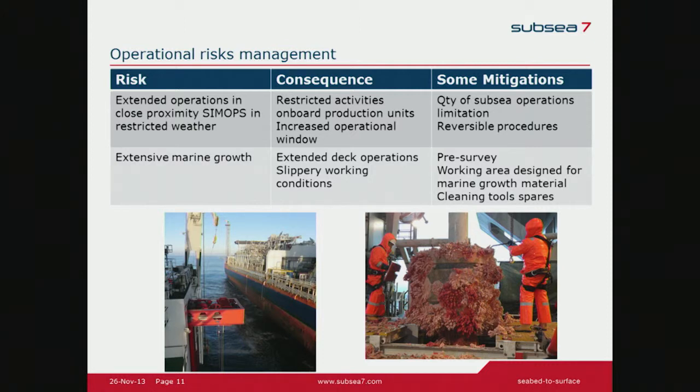So the consequence is we can have restricted activities on board the production unit, but also if something happens, we can have an unplanned increase in the required operational window, and that is linked to the alpha factor selected. Mitigation is definitely to limit as much as possible the subsea operations linked to a topside end transfer, and also always plan to reverse if something happens.